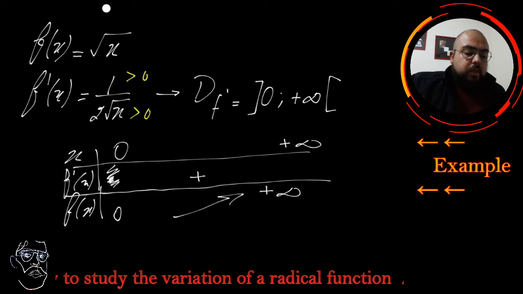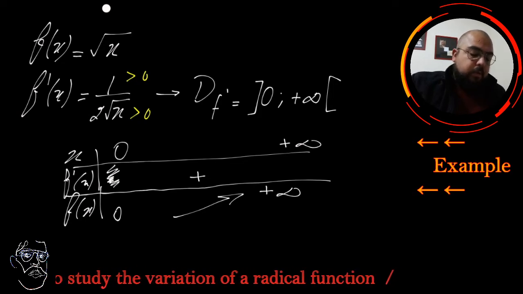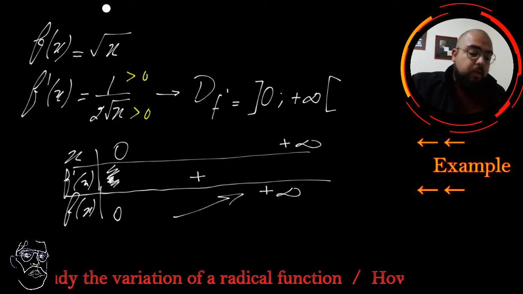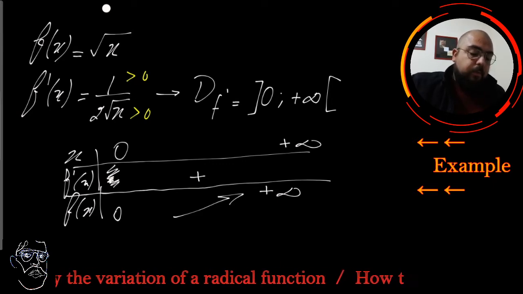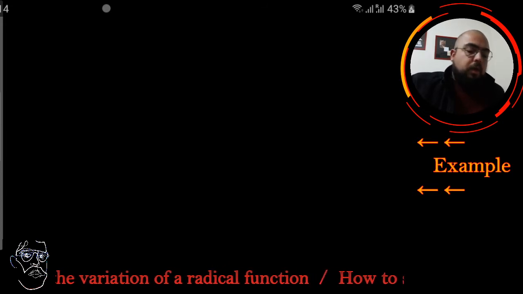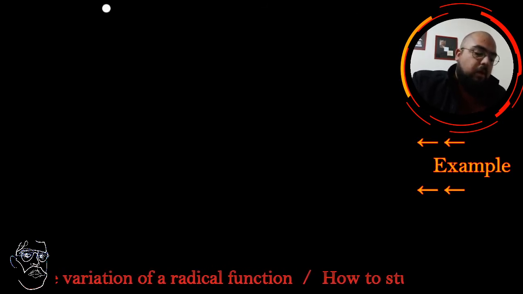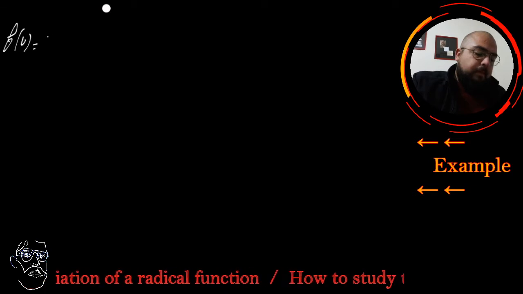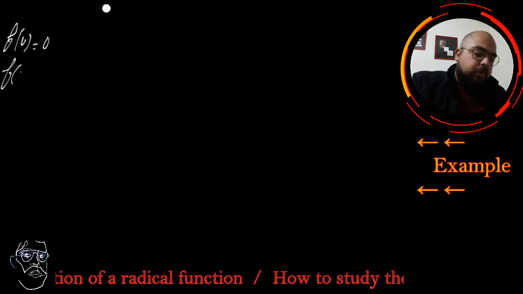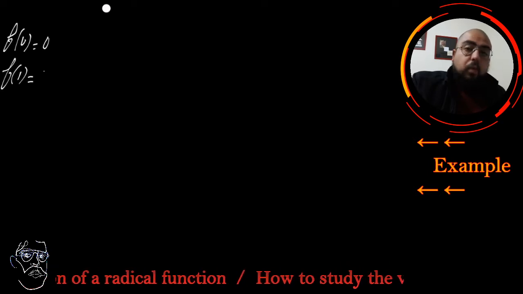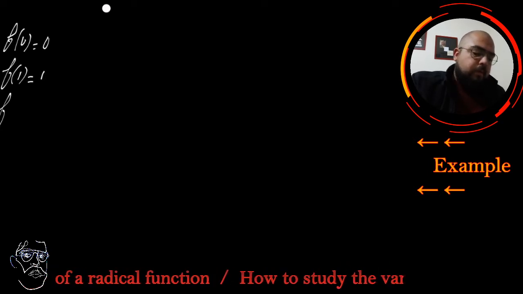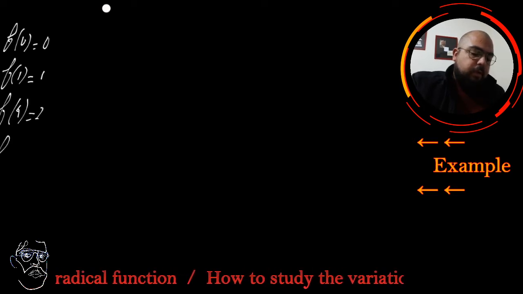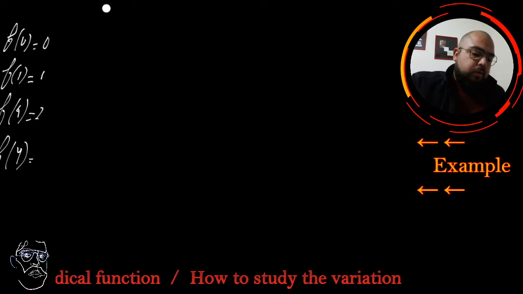Now, the fourth step in this case, after doing the domain of definition, limit, and derivative, is to take a few particular points and then simply draw the curve. We already know that f of 0 is 0, f of 1 is equal to 1, f of 4 is equal to 2, f of 9 is equal to 3.